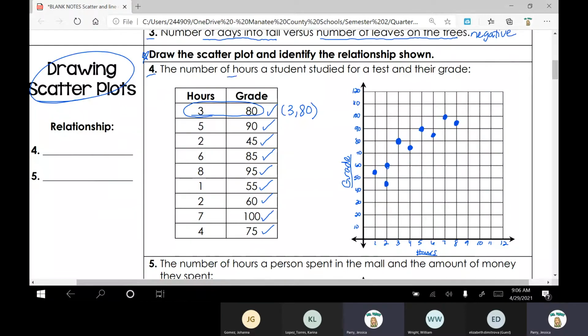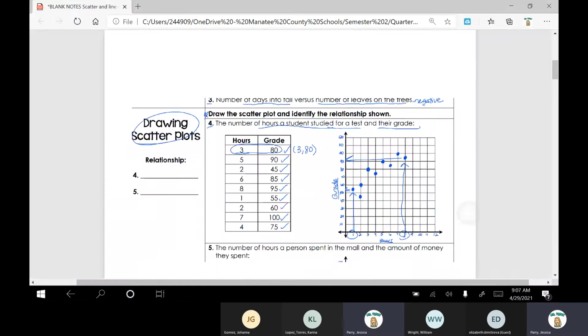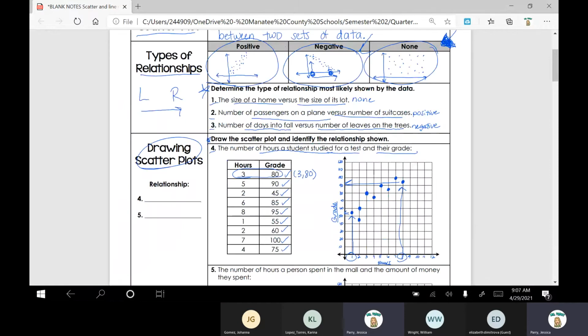So we were talking about the number of hours a student studied for a test and their grade. So we can see that if they only studied for 1 hour, their grade is going to be about here. But if they studied for 8 hours, their grade's a little bit better. You can see how their grade correlated. The more hours that they were studying, the higher that their grade was. So now we want to see what kind of relationship it is. If it's positive, negative, or none. Which one does it look like? The positive picture, we're going to look up here. Does it look like positive, negative, or none?